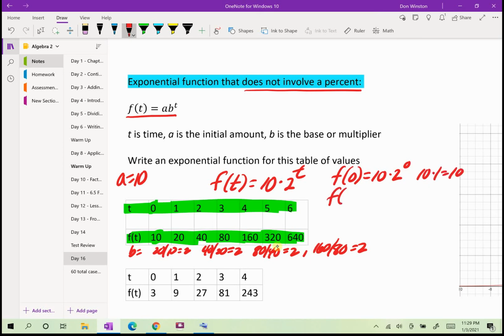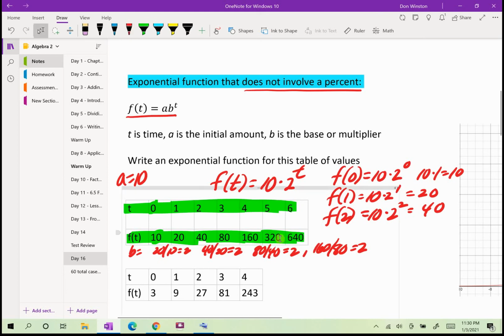And then when t is 1, I have 10 times 2 raised to the first, and 2 raised to the first is 2, and so this would just be equal to 20. And then when t is 2, I have 10 times 2 raised to the second, and 2 raised to the second is 4, and 4 times 10 is 40. Okay, so that gives us the value that we see in those tables for each t. So that function then represents that table. We modeled that exponential function given the values in the table.